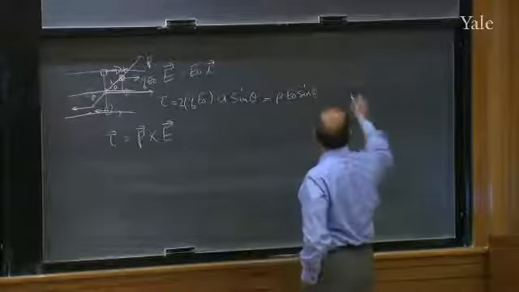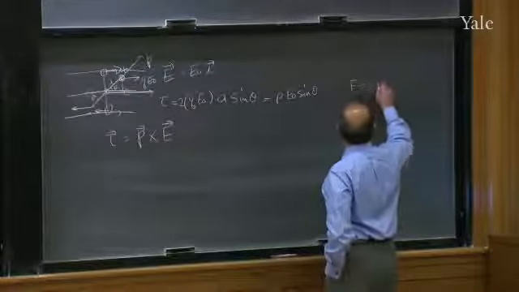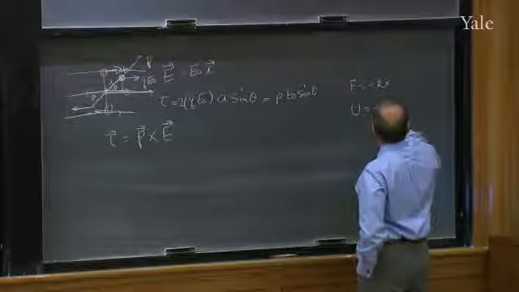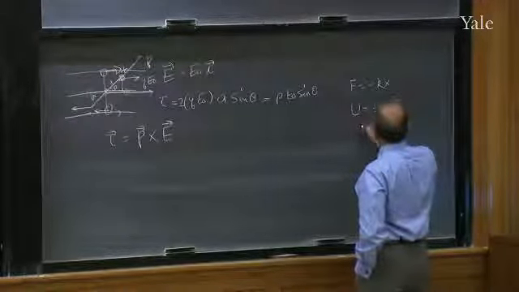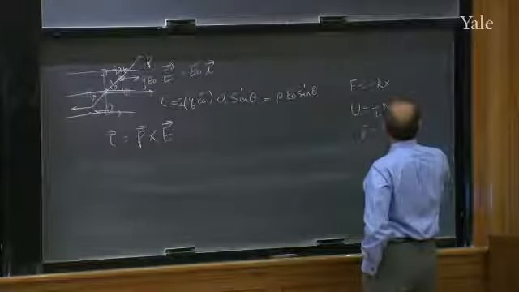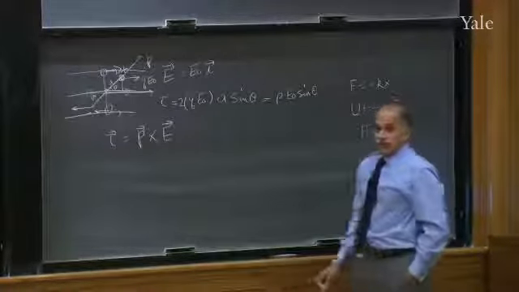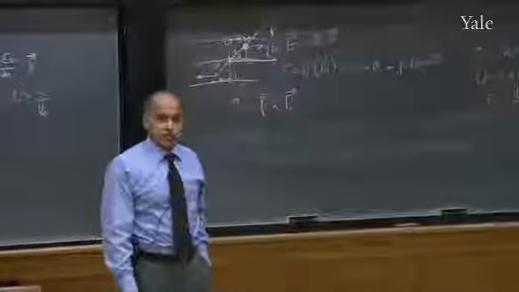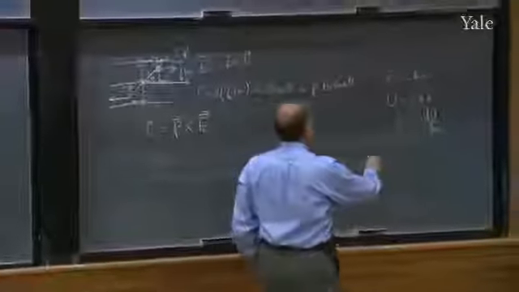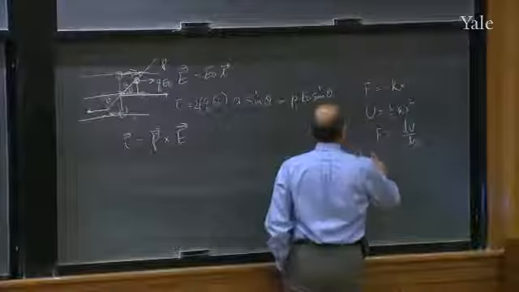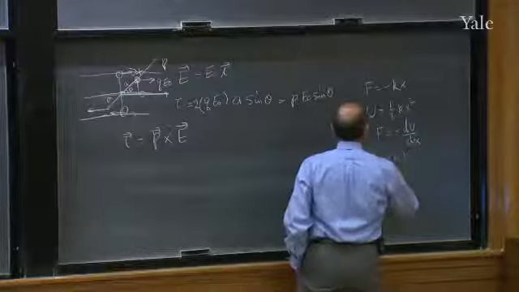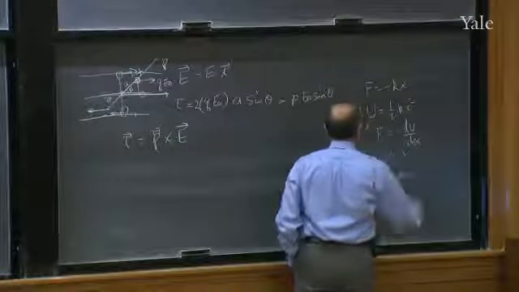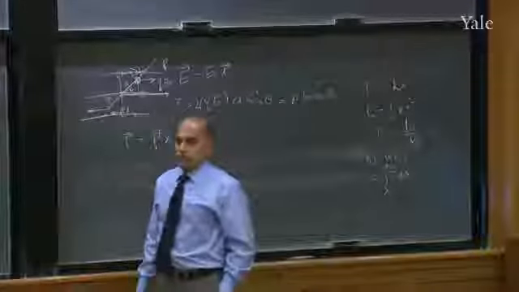So just like for a spring, if you have a force which is minus kx, we can assign a potential energy U, which is 1/2 kx squared, so that the force is equal to minus dU/dx. This is something I'm assuming you know, the relation between potential and force. The potential at x1 minus the potential at x2 is the integral of the force from x1 to x2. This is how potential is defined.